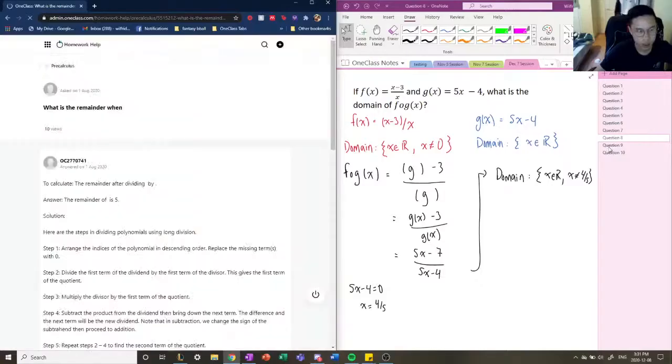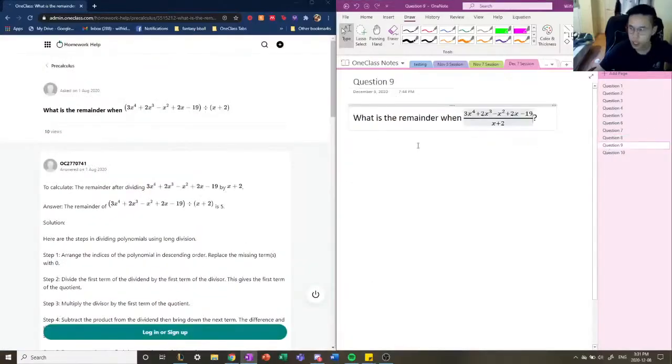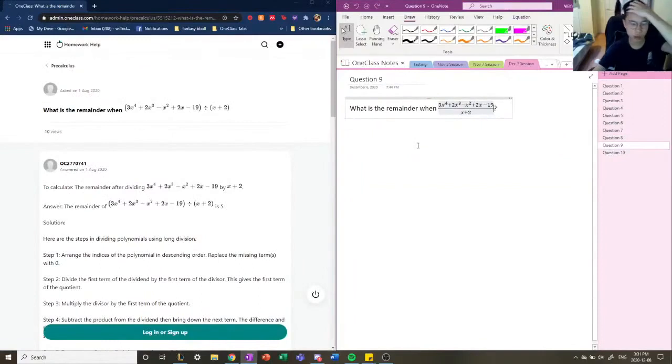Question number 9. So the question reads, what is the remainder when 3x to the power of 4 plus 2x cubed minus x squared plus 2x minus 19 is divided by x plus 2? So this is what we call long division.